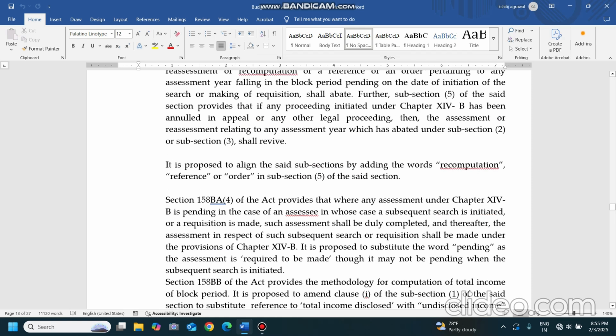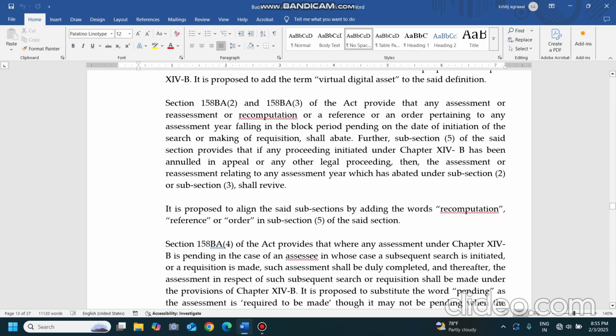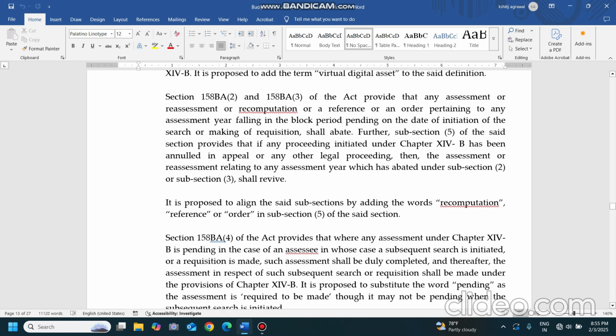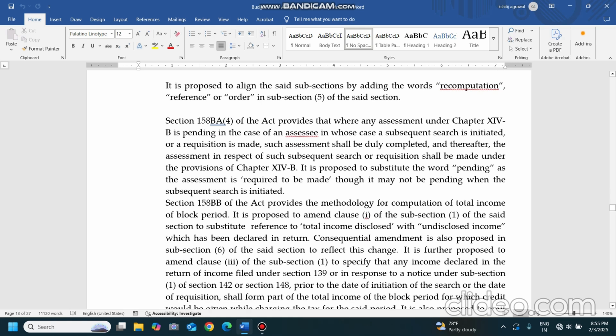Now, the word pending is an issue because if a search is supposed to be initiated and the assessment is not completed in case of that assessee, then how can the department know that a search is required? The assessment has to be completed in that manner. So the department has made an amendment in 158BA subsection 4. The word pending is confusing, so they have changed the word to required to be made, because if a search is happening, then assessment would not be pending, it would be required to be made. Either the previous search has been over or a new search is required to be made. It cannot be in the middle of the assessment.